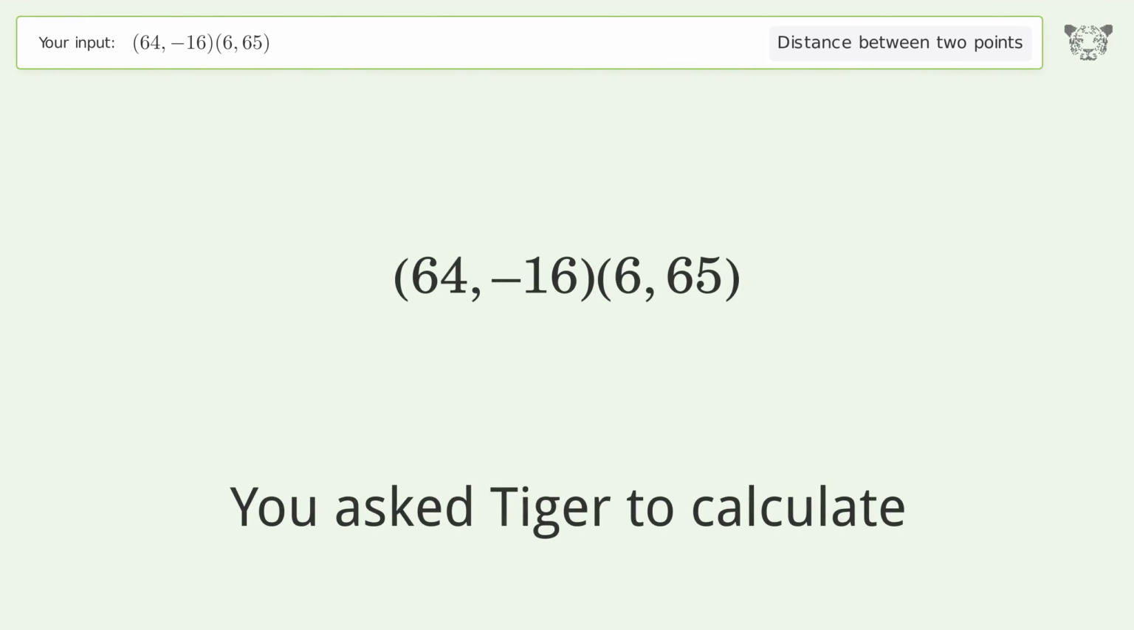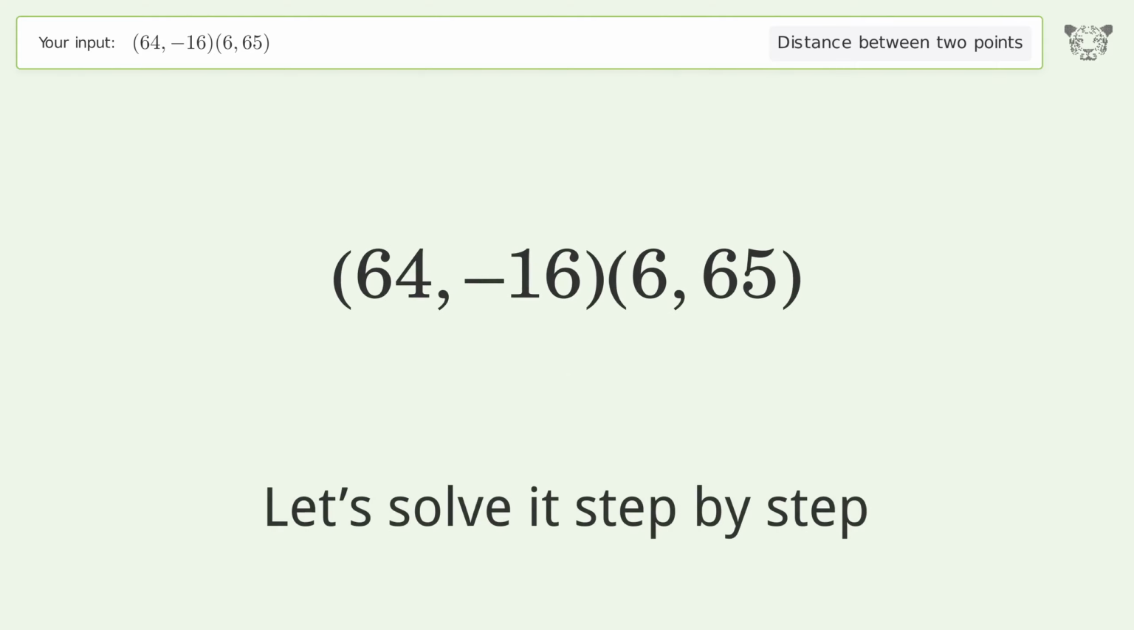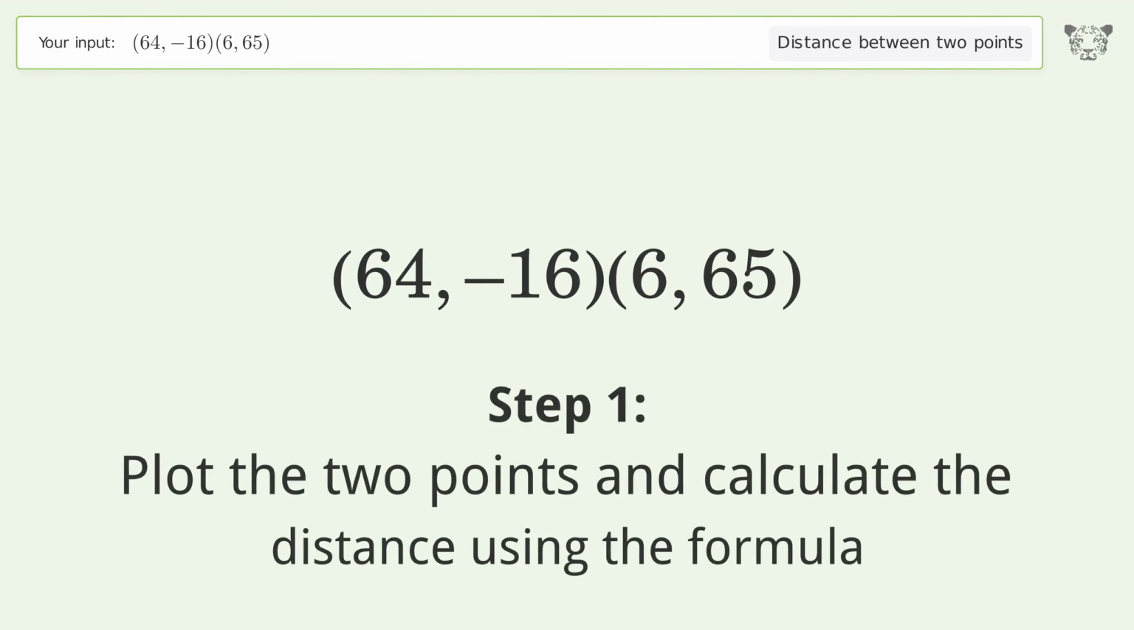You ask Tiger to calculate. This deals with the distance between 2 points. The distance between the 2 points is the square root of 9,925, or 99.624. Let's solve it step by step. Plot the 2 points and calculate the distance using the formula.